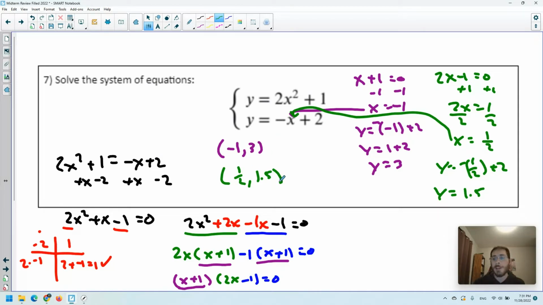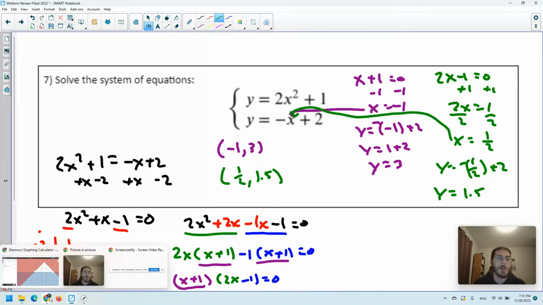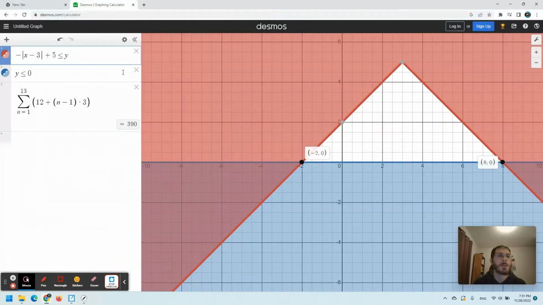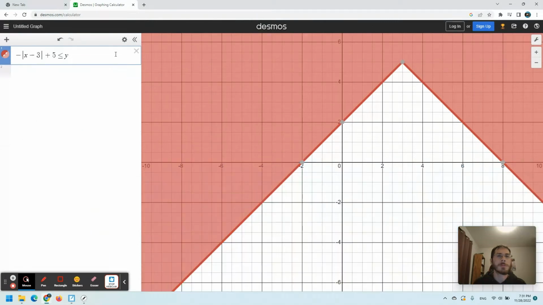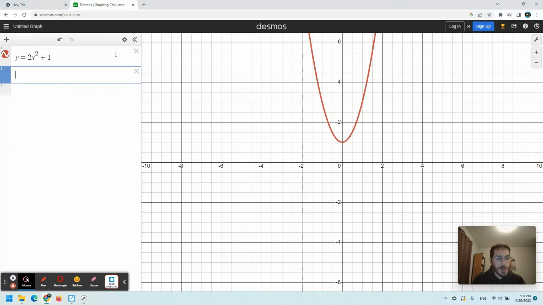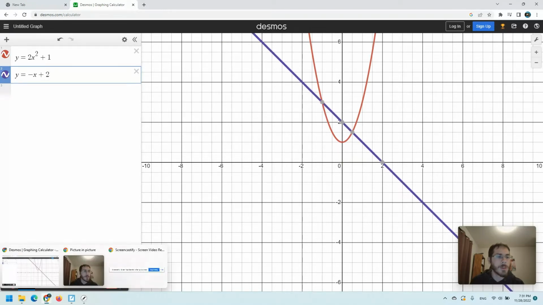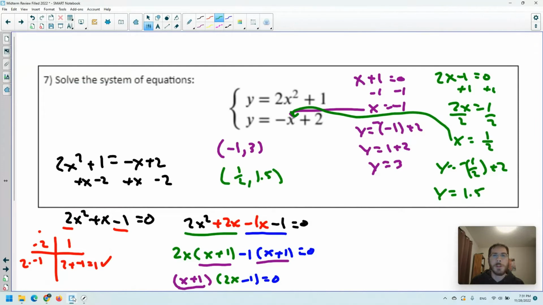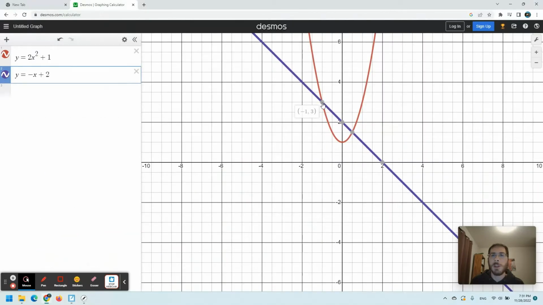So yeah, that's the way I chose to do that one. I chose to do that one by hand. Again, hindsight, probably would have been easier to do it with a graph. So let's check it out with the graph as well. So y equals 2x squared plus 1, and y equals negative x plus 2, I think it was. Check those. Yep. Okay. And if we look at our solutions, yeah, I get the same answers both ways.